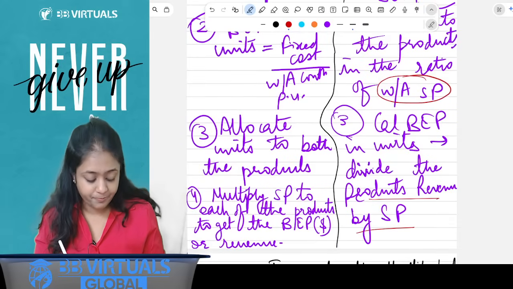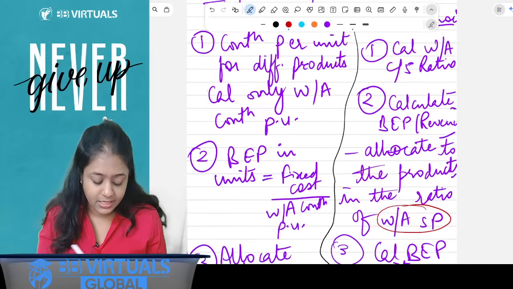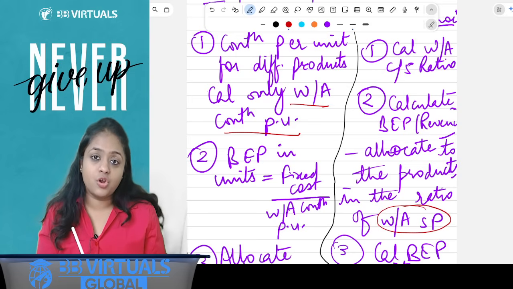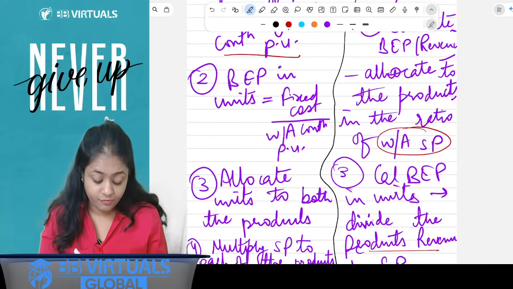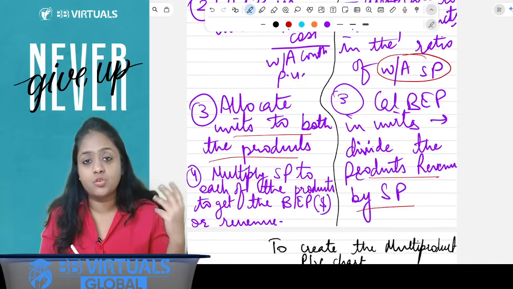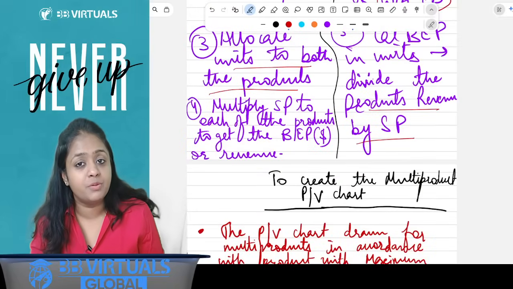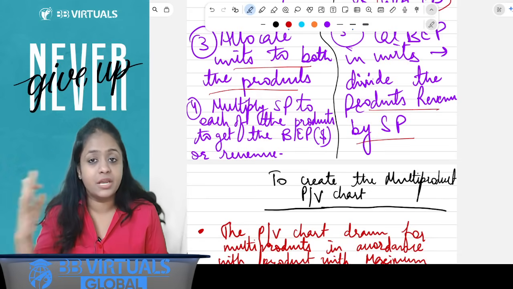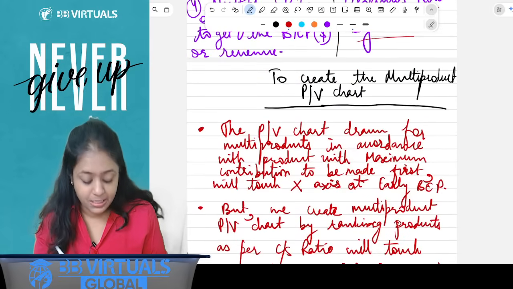The other way around is to calculate the contribution per unit for the different products and get the weighted average contribution per unit. So now instead of the CS ratio, get the weighted average contribution per unit and calculate the break-even point in units by dividing fixed cost by the weighted average contribution per unit. Allocate units to both products, or to 3, 4, whatever the number of products is. Then multiply by the selling price of each product to get the break-even point in revenue. So either you start with the revenue approach and get the units, or you start with the units approach and get the revenue. Clear?